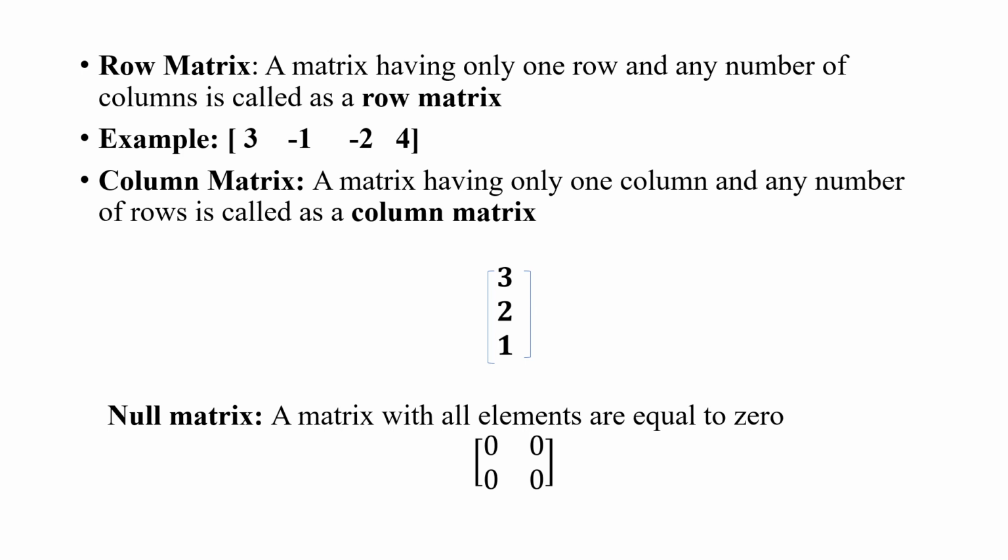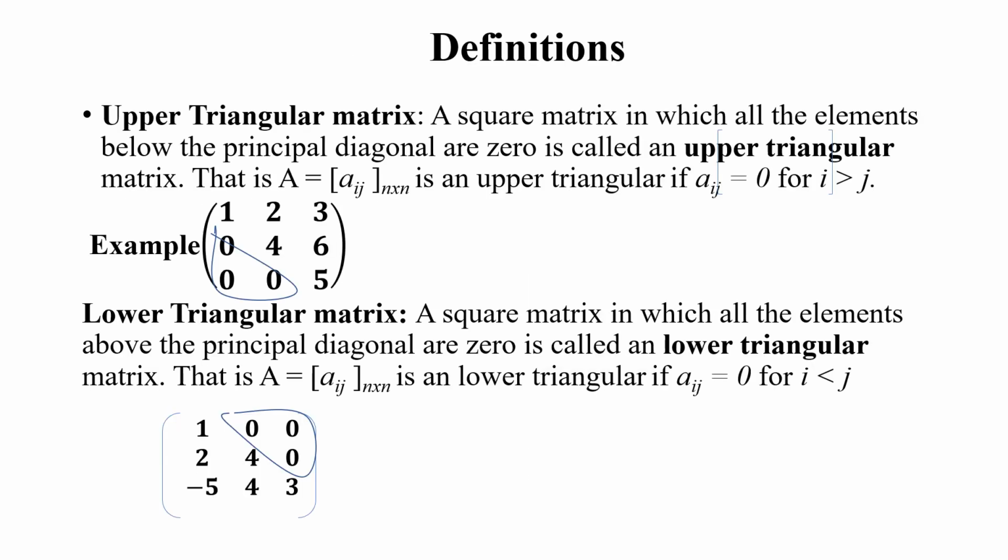Next one is a null matrix. A null matrix contains all elements equal to 0. That is 0, 0, 0, 0, and so on. Next definition is upper triangular matrix. A square matrix in which all the elements below the main diagonal are 0 is called an upper triangular matrix. That is, A is an upper triangular matrix if each element Aij equals 0 provided i is greater than j.